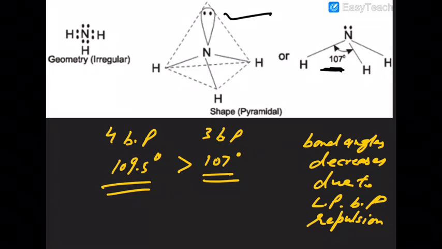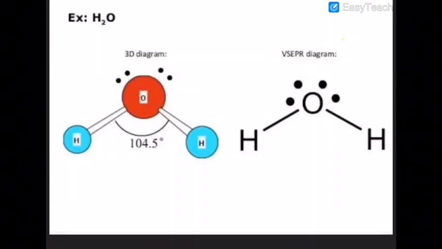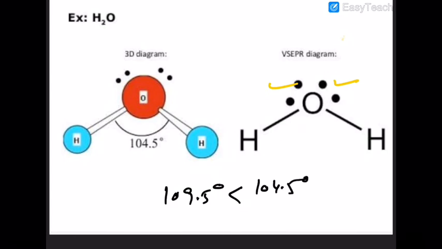Okay? Sure? Now let's look at the water molecule. In the case of the water molecule, there are two lone pairs on the oxygen atom. So in place of 109.5, you have 104.5. So you can see easily here that the bond angle is less than that of a pure tetrahedral bond angle, because here more repulsions are there.